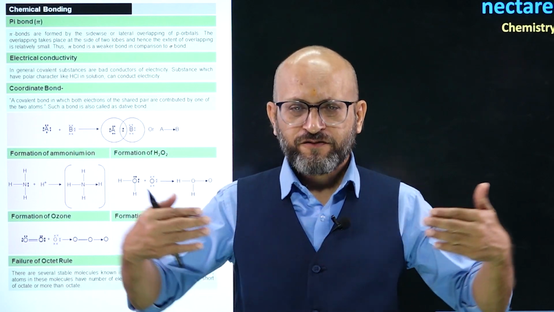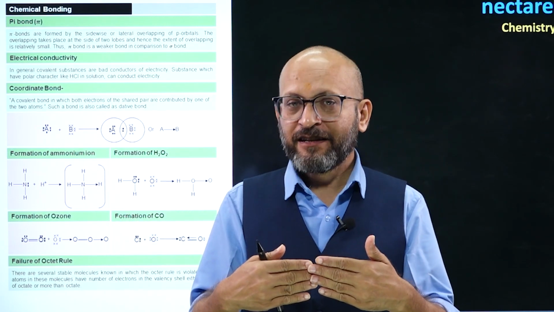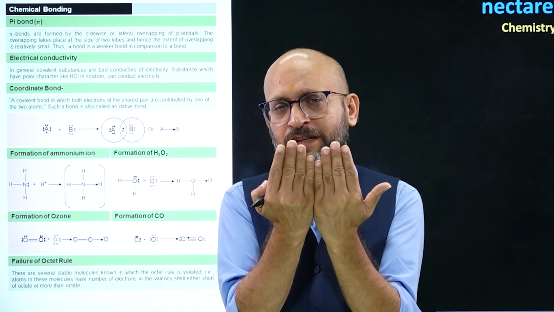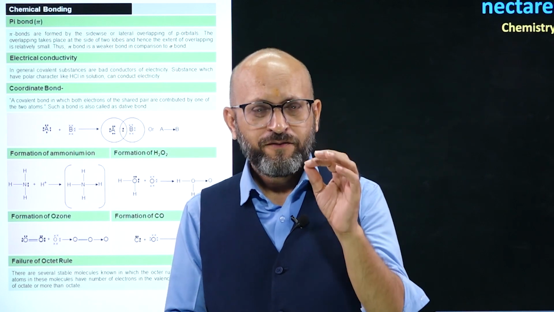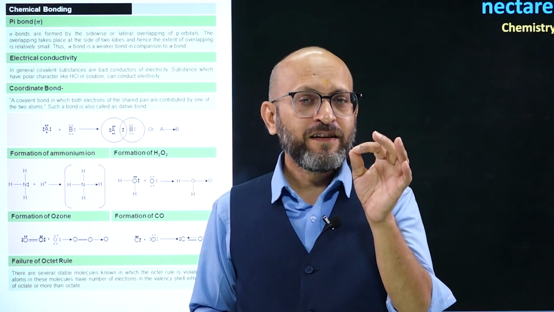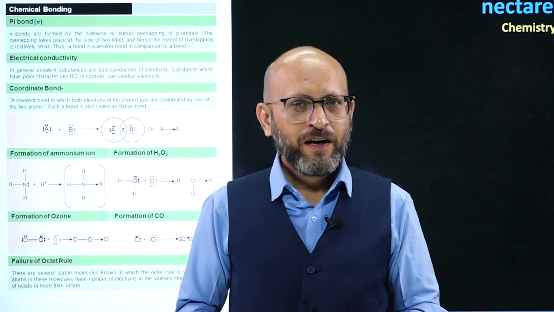A sigma bond is formed by head-on overlap between orbitals, and a pi bond is formed by sideways overlap between orbitals, right? So, which one is a stronger bond? Sigma bond is a relatively stronger bond than pi bond. Pi bond is more reactive, sigma is less reactive, right?